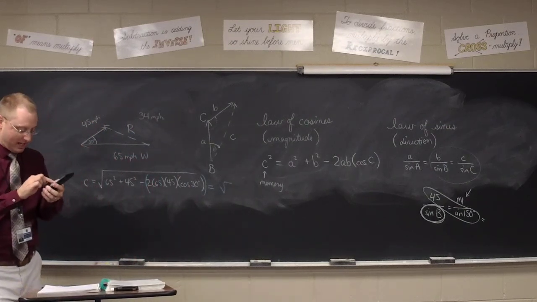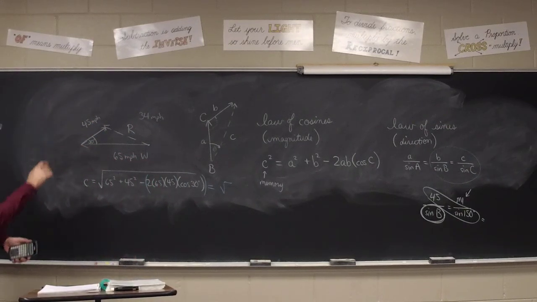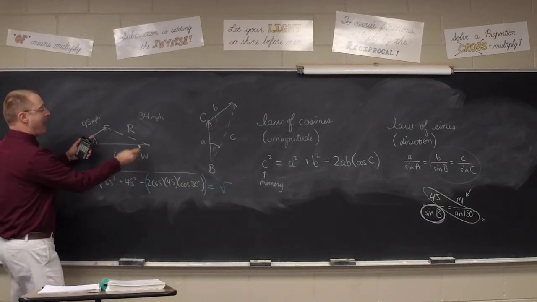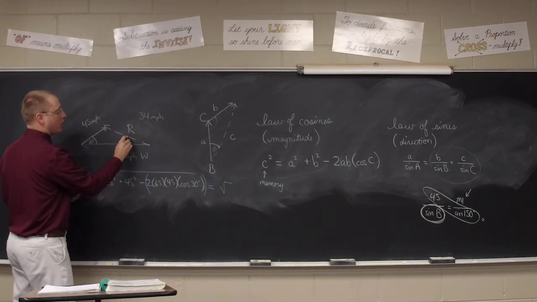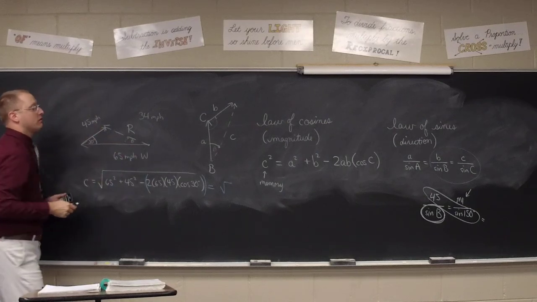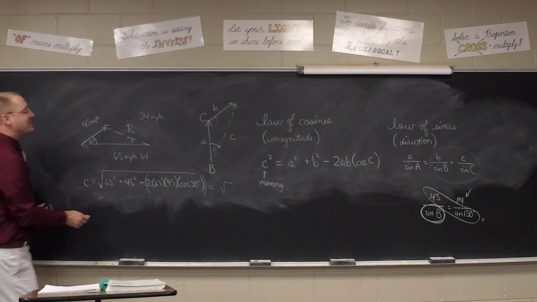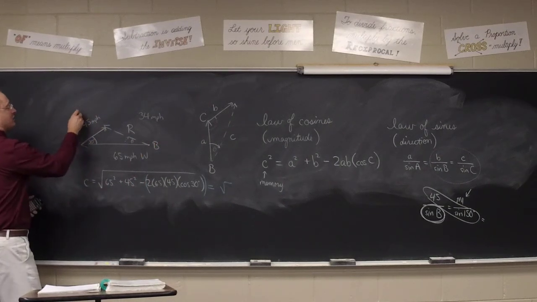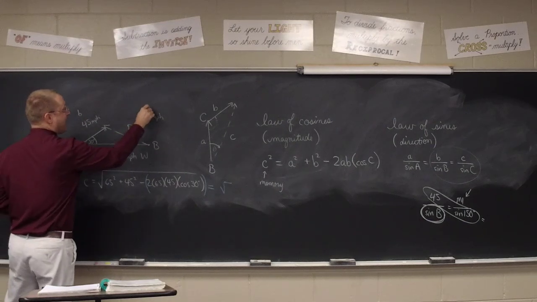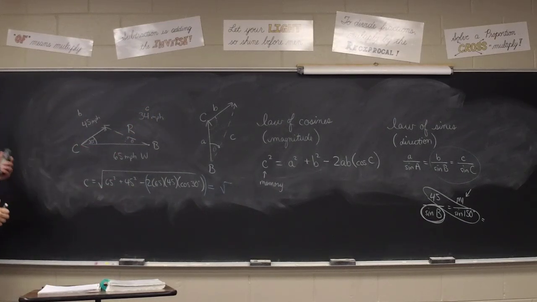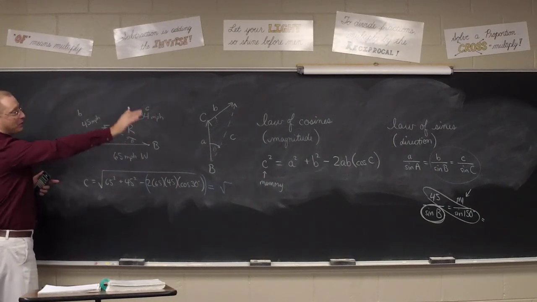So putting it in the memory. All right, once it's in the memory, we know the magnitude of the resultant, class. We need to know how far off course the airplane was pushed. We need to find angle B, since we know side B, angle C, and we now know side C. In order to find the direction of the resultant, we need the law of sines. So I'm going to use the B over sine B equals C over sine C.